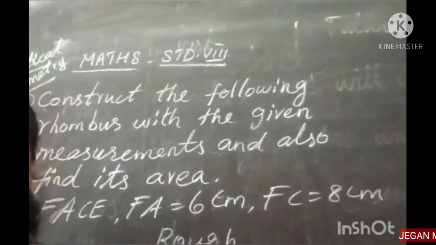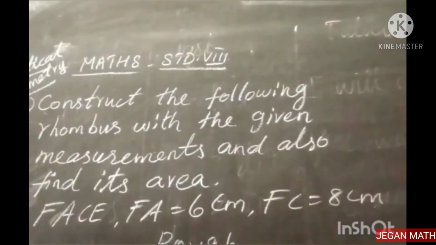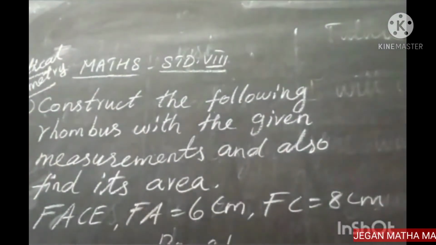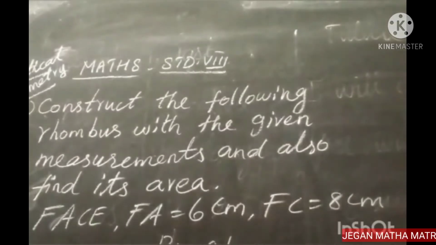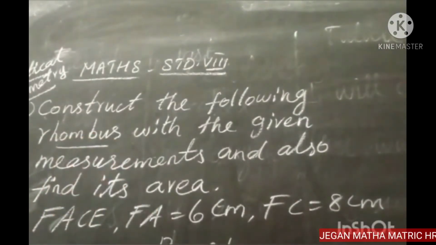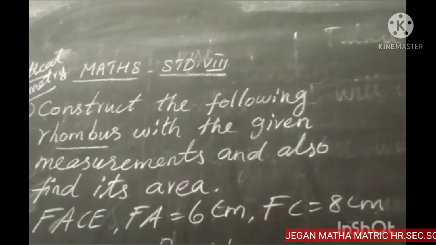Good morning students. Today we are going to learn about the construction of a rhombus in practical geometry. Now let us see the first one, the given sum. Construct the following rhombus with the given measurements and also find its area. Finally, you have to find out the area of the given shape.